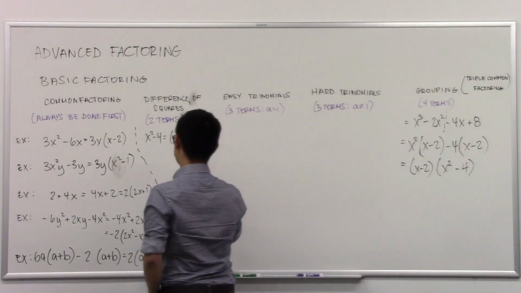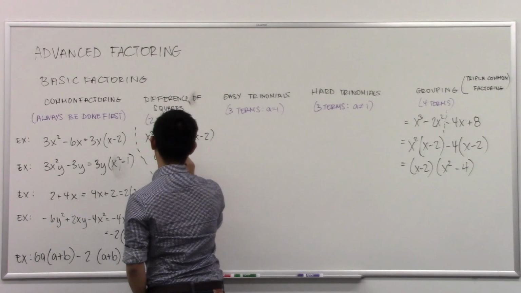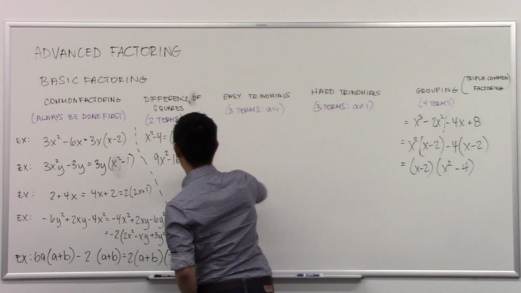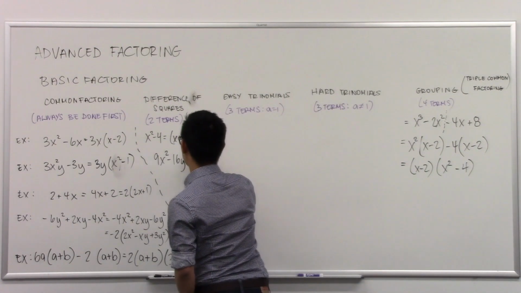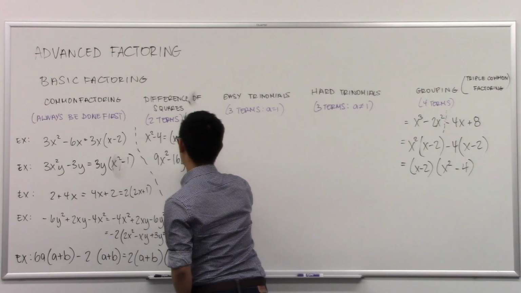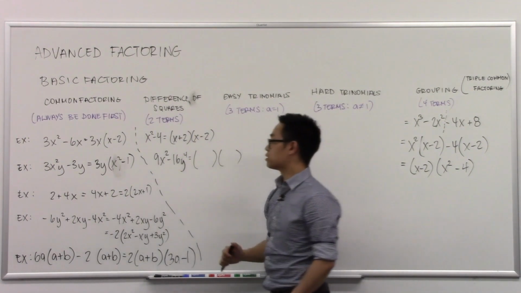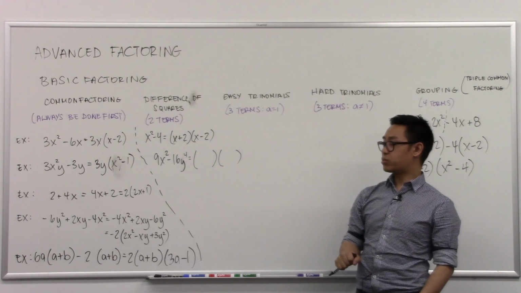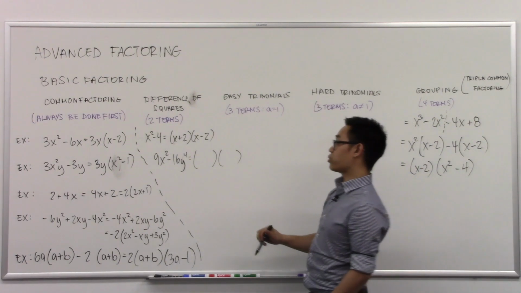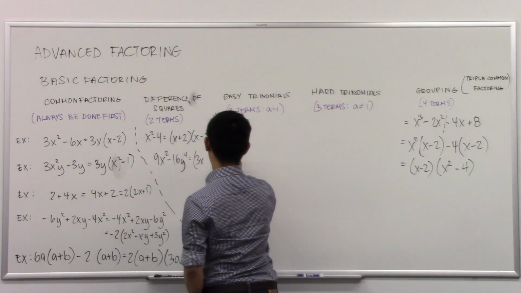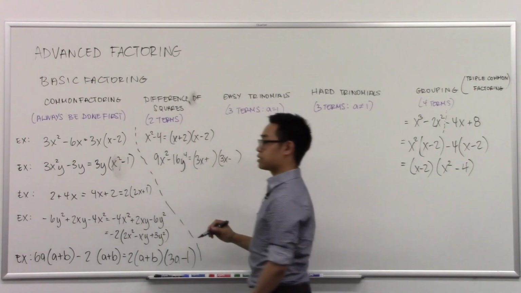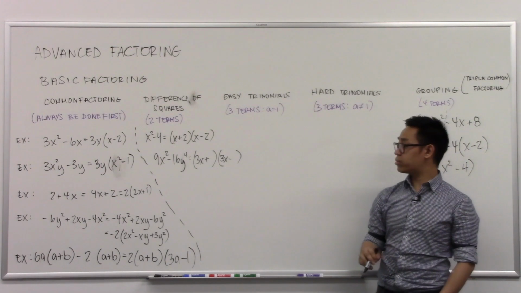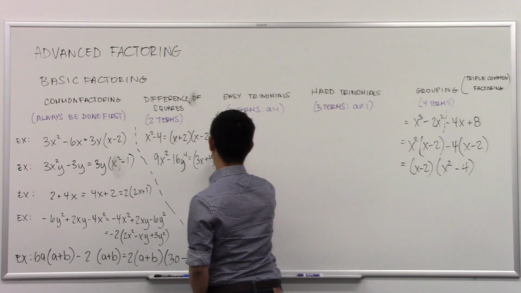So if I gave you 9x squared minus 16y to the fourth, let's make it harder. If you were to factor that, you square root the first term. You put a plus and a minus. And you square root the last term. So you get plus 4y squared.